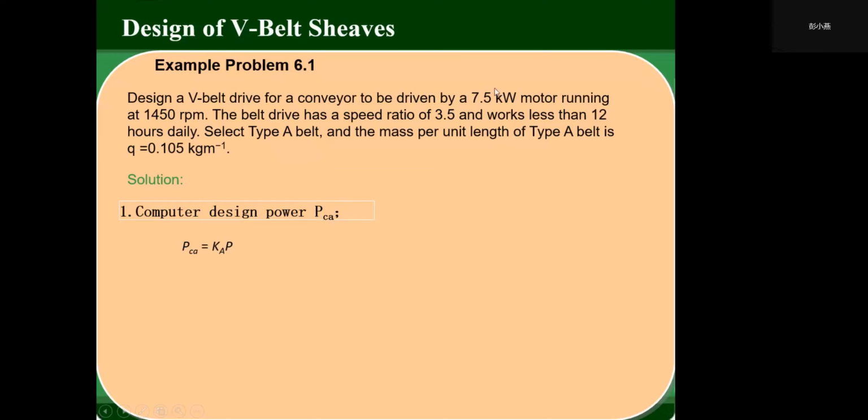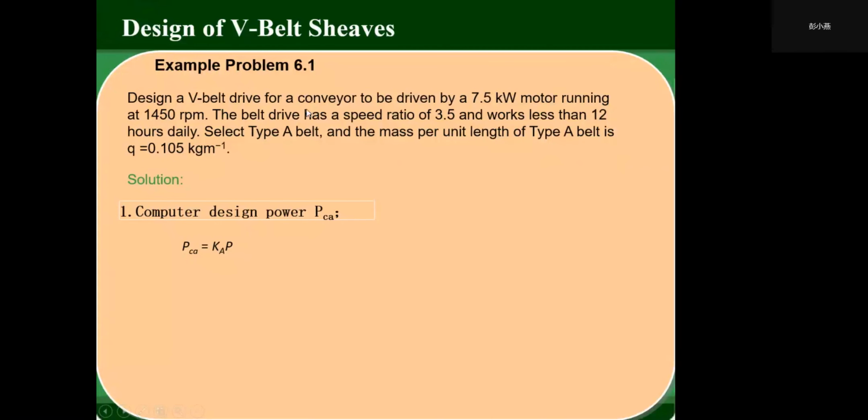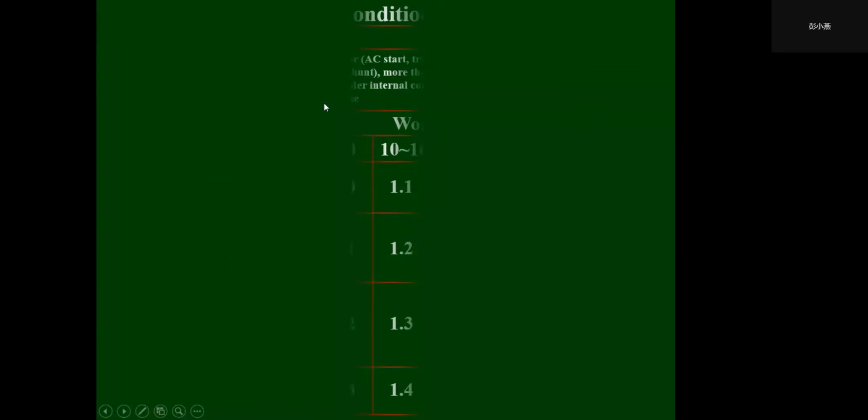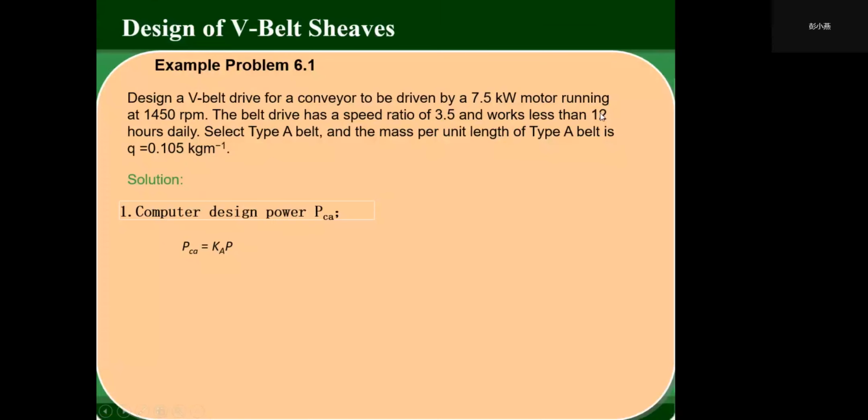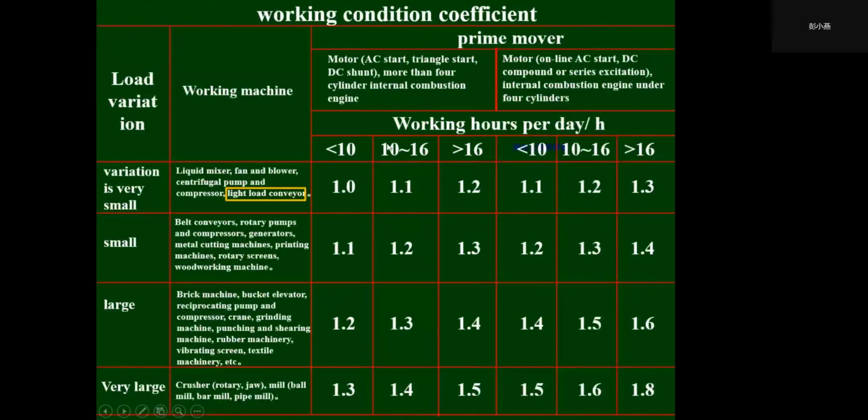We know P is 7.5. Okay. And then we should load the Ka. For a conveyor, and the working hours per day is 12. Okay, it's 12, so it's within this range. So we choose Ka is 1.1. Okay, so the Ka is 1.1.